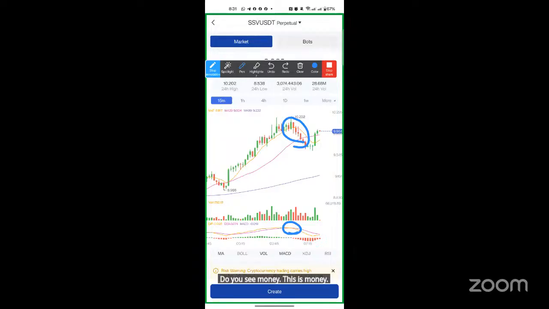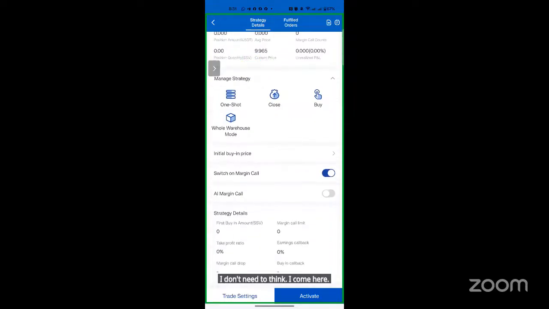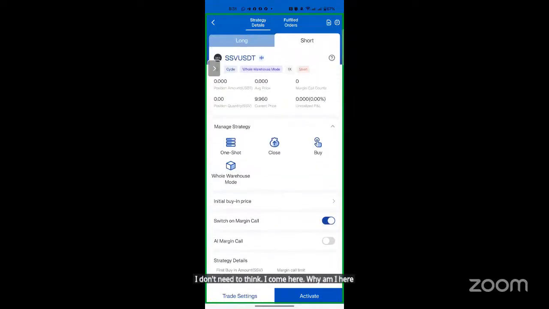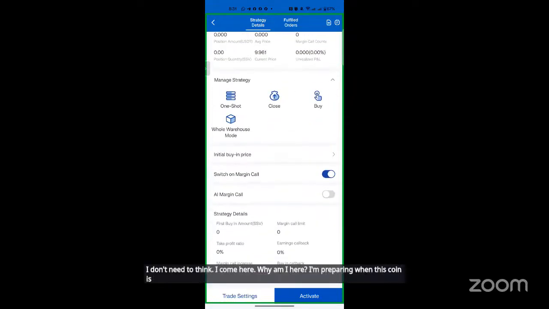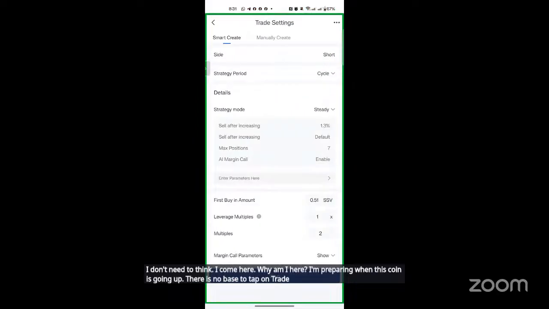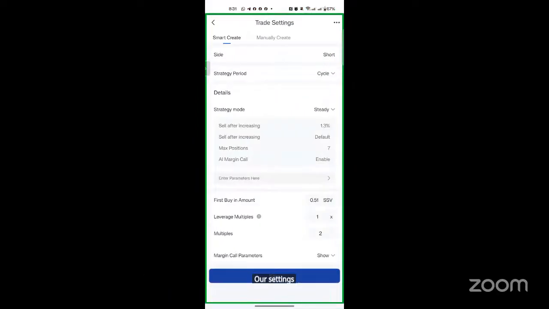I don't even need to think, because Royal Q has created its own settings. I come here. Why am I here? I'm preparing for when this coin is going up. There is no best tap on trade setting. Are settings in for me? Let me know in the chat. Why are people asking me about settings?